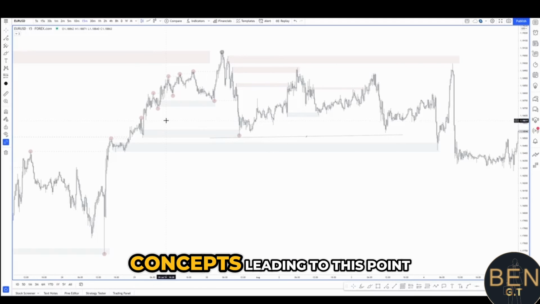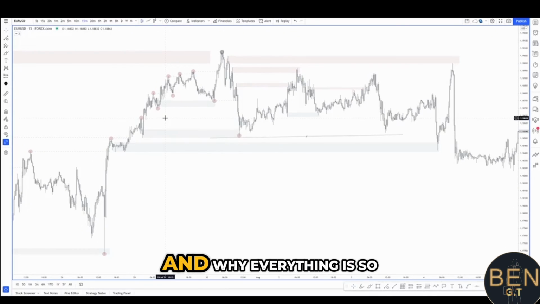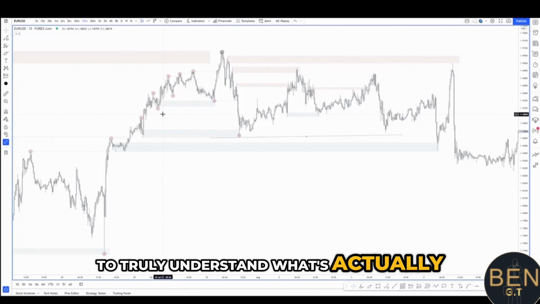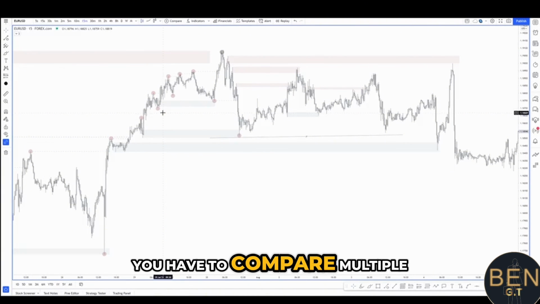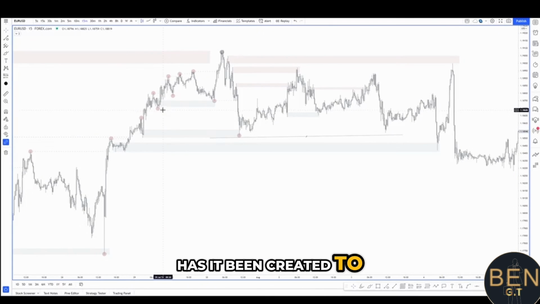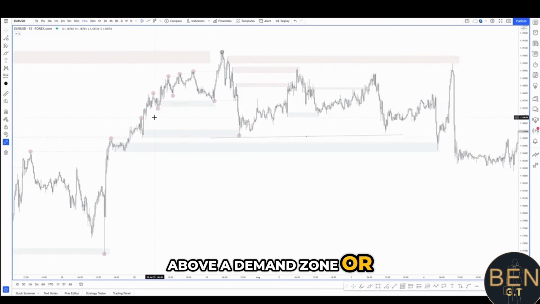This is why all of the concepts leading to this point have been delivered in the way they have been, and why everything is so intertwined within itself: it's going to take some thinking when you're looking at these supply and demand zones to truly understand what's actually happening behind the scenes. You have to compare multiple demand zones and understand where the momentum came from. Has it been created to actually be tapped into and used for order flow, or has it been created more or less for inducement, or again, building of liquidity above a demand zone or below a supply zone?